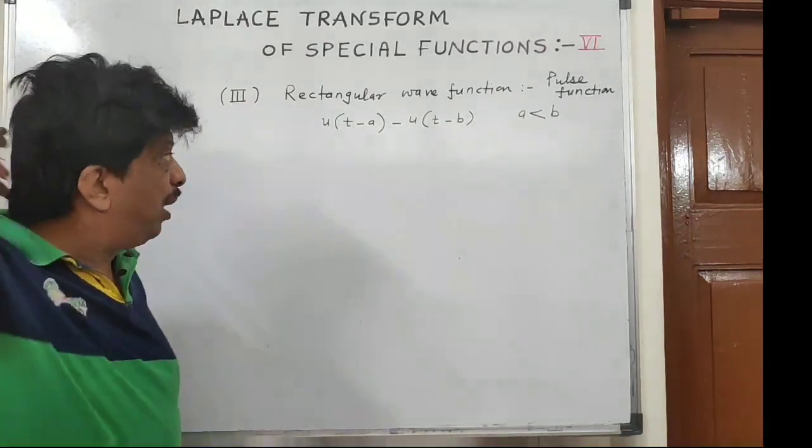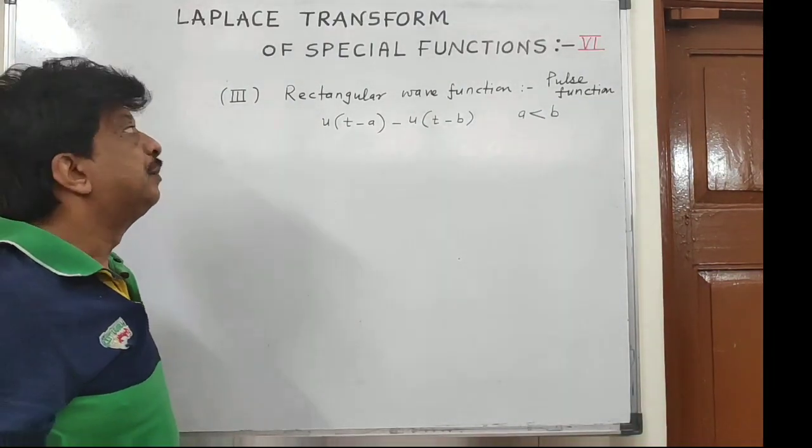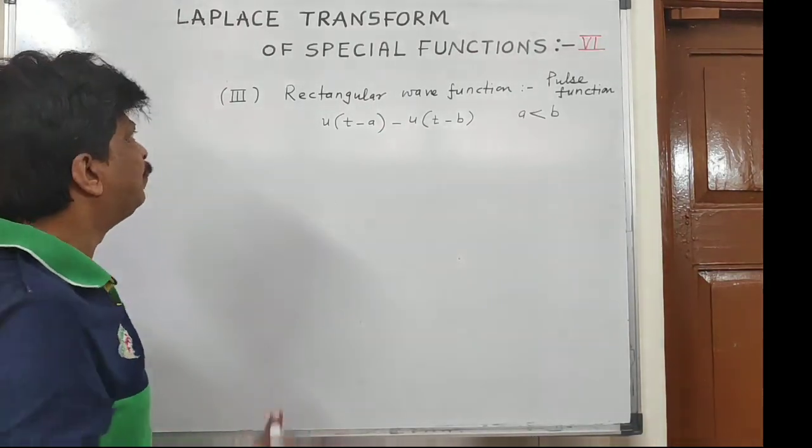Why is it called a rectangular wave function? The name is given after the plot that we will see now. Now, how is this rectangular wave function defined?